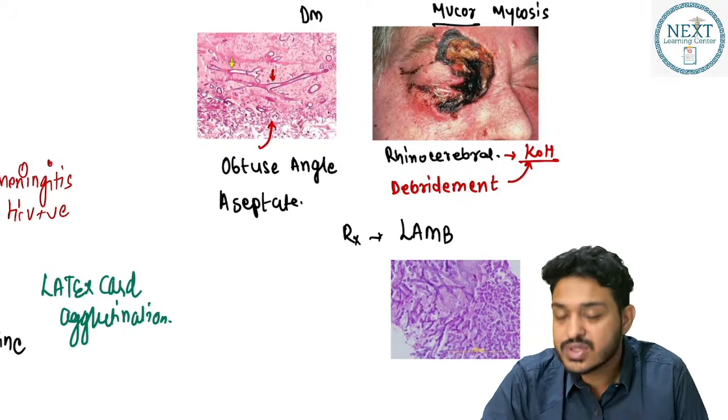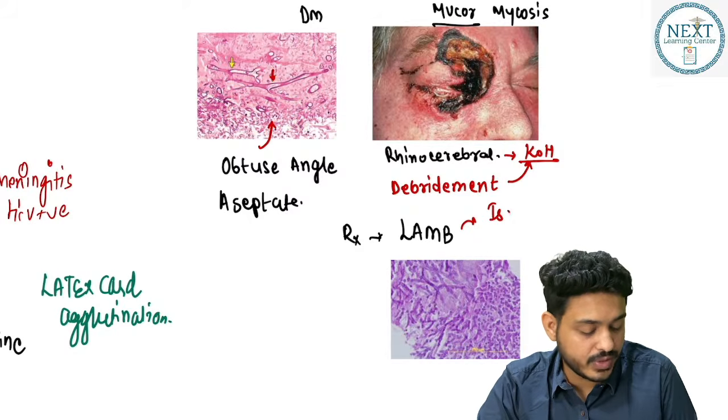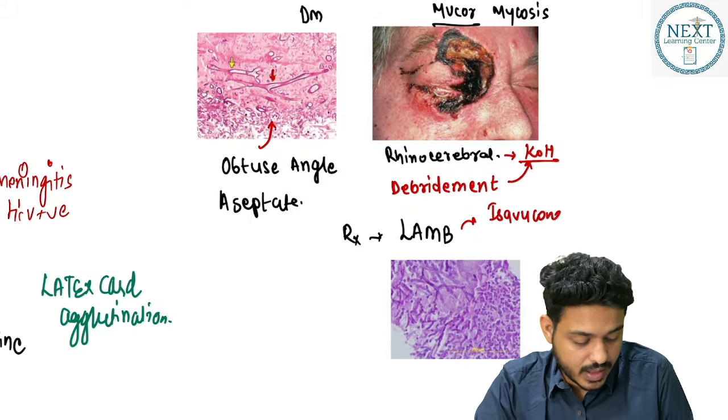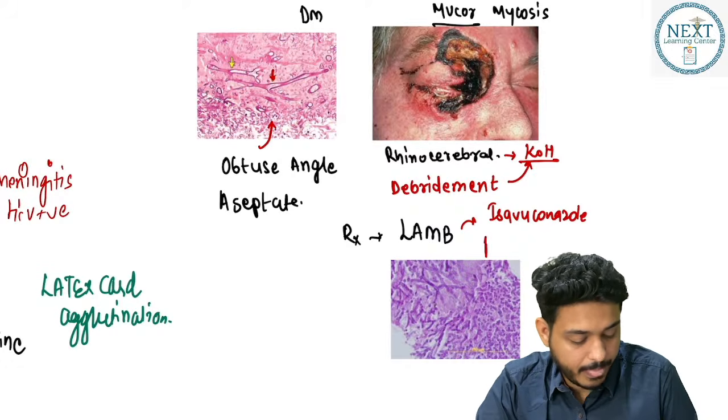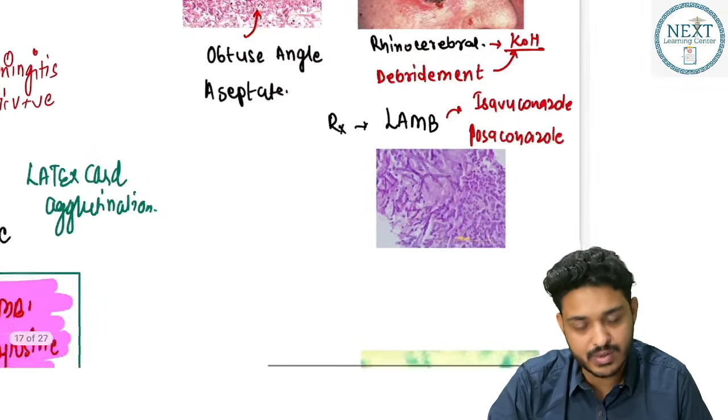You can also use some oral drugs, and the only two important oral drugs you can remember are isavuconazole and posaconazole. Isavuconazole and posaconazole are the two oral drugs that you can also use along with this particular mucormycosis, right?